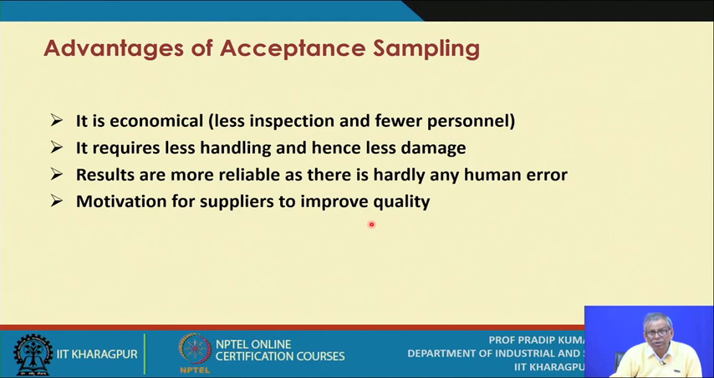Results are more reliable as there is hardly any human error. So this is the point to be noted. I have already referred to the human error component. That means human error may set in while someone inspects the items for a longer period of time. Motivation for suppliers to improve quality. That means they know that there is a chance that even good quality may be rejected. Is it okay? So they know it very well. So obviously, if you follow the acceptance sampling technique meticulously for a longer period of time, there is a positive effect on the performance of the suppliers.